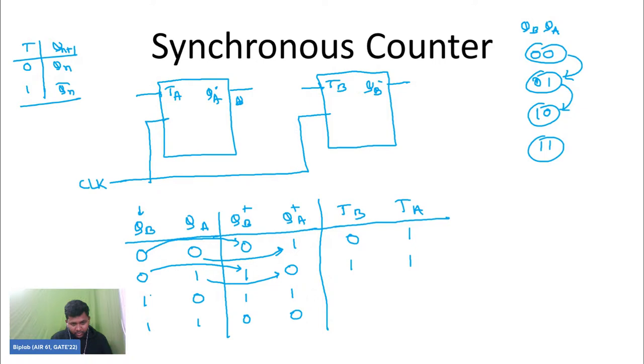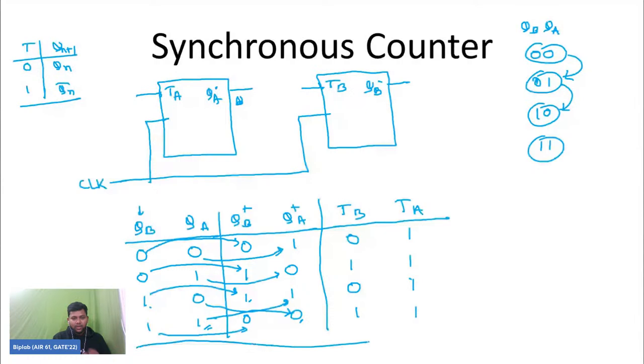So then you are not changing the output. QB was 1 before, and the current QB is also 1, so it is not changing. That means TB will be 0, and QA is again changing 0 to 1, so TA will be 1. Now look at this, both outputs are changing. Before QB was 1, now QB is 0. Before QA was 1, now QA is 0. So to complement the output, the inputs at TA and TB should be this.